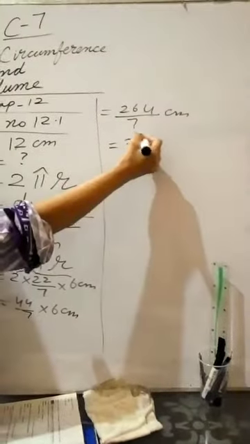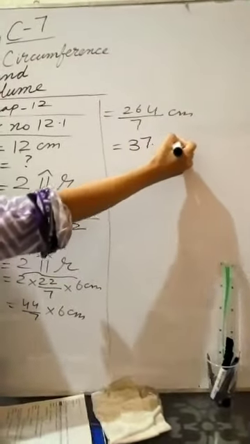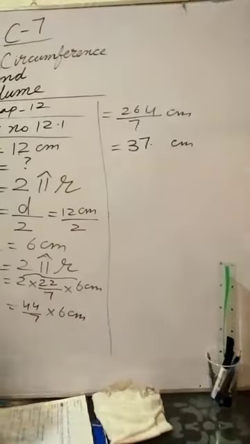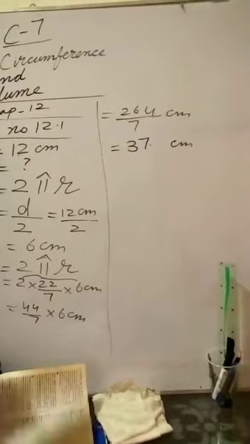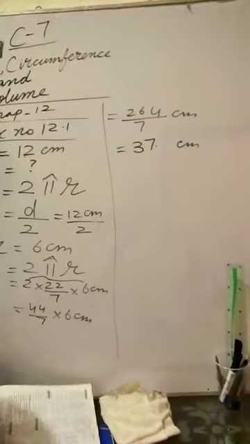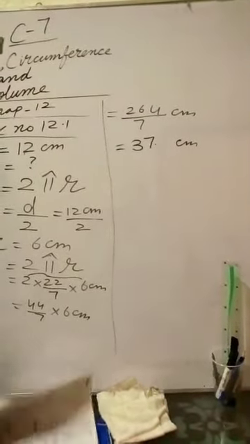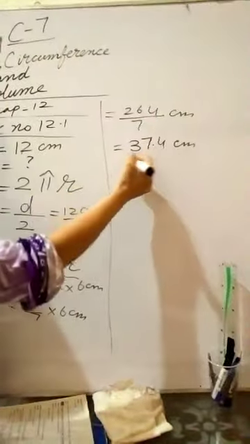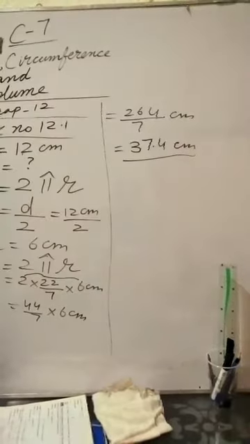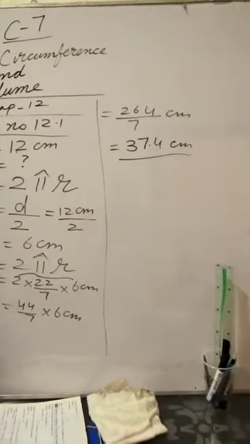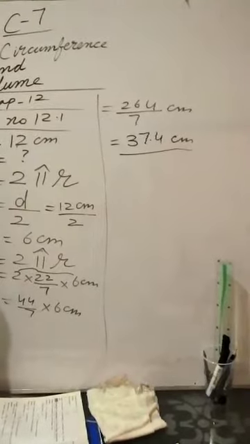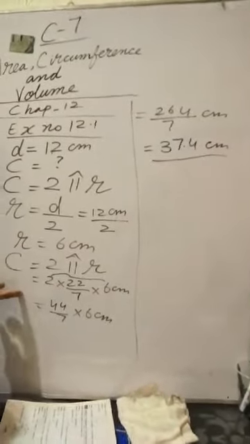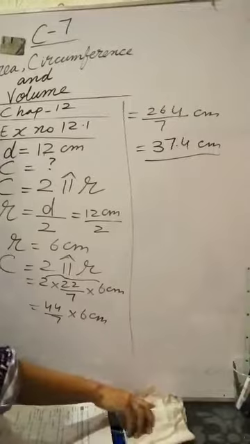The answer will be in decimals, so let's check the answer. The answer is 37.7 centimeter. So how to solve this question? We need to divide and put the values in the formula, and then you will get the answer.